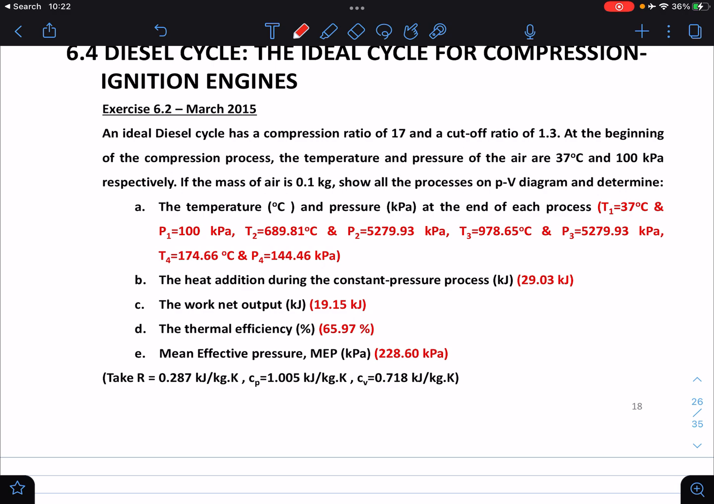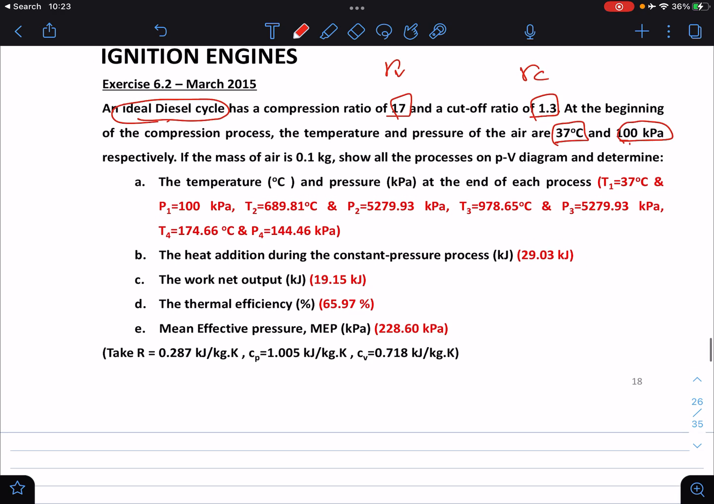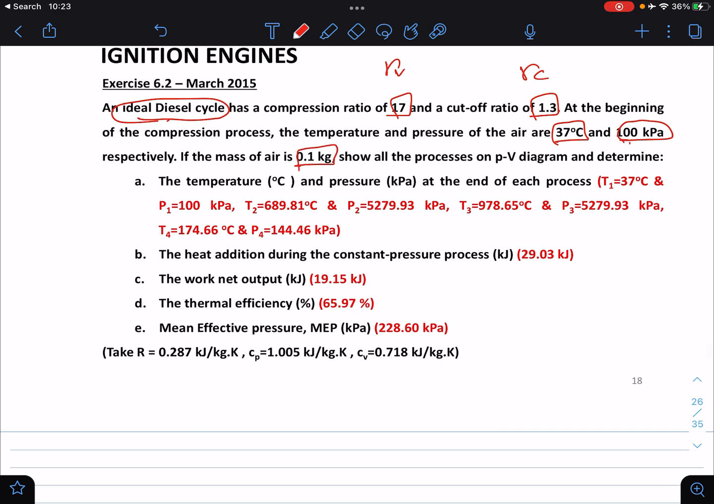When you get this kind of question, first identify what kind of cycle it is. So this is the diesel cycle. This is your compression ratio, which is RV, followed by the cut-off ratio 1.3. This is your RC. Then at the beginning of the compression process, the temperature and pressure of the air are 37 degrees Celsius and 100 kPa. So this is the beginning. If the mass of air is 0.1 kg, show all the processes on a PV diagram.